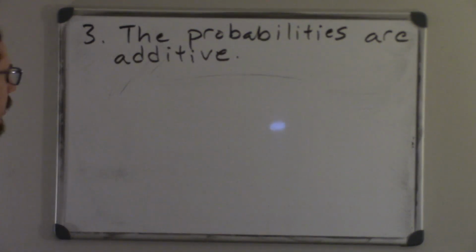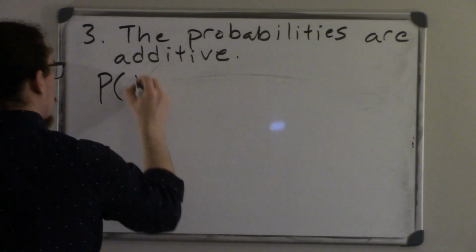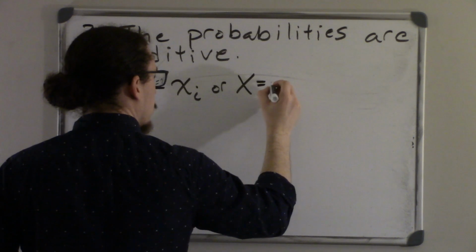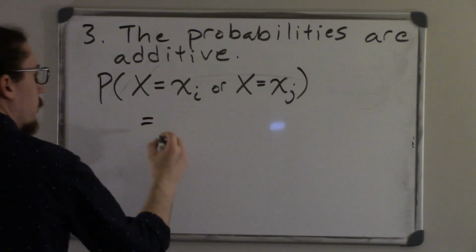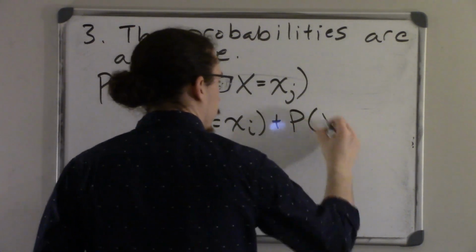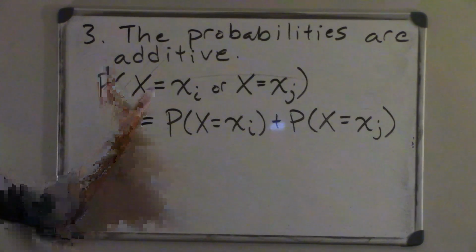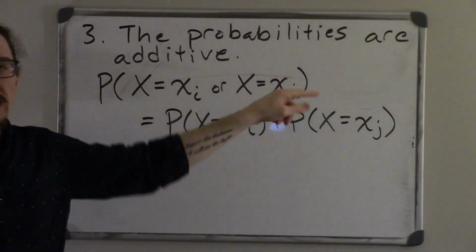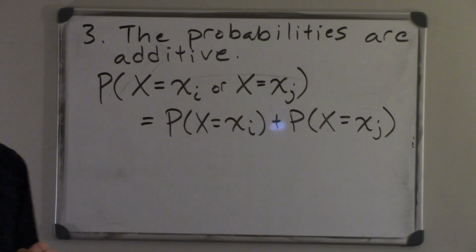All right, so what do we mean by this? Essentially we're saying, let's say we were asking, what's the probability that x equals xi or x equals xj? If this is the case, then we can find that probability by simply adding the probability that x equals xi and the probability that x equals xj. So really, this is essentially just asking for the probability of the union between xi and xj, right?